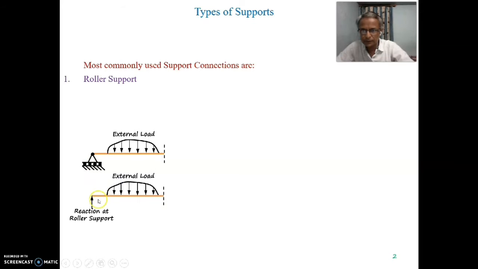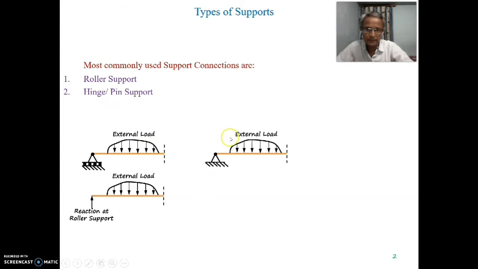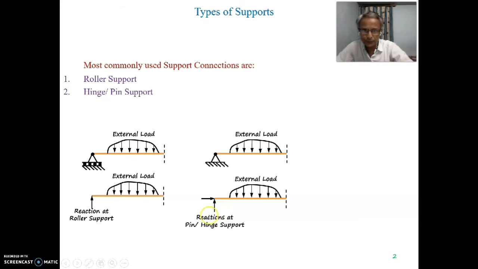In case of roller support, we will have only a vertical reaction component, whereas the second type of support connection is hinge or pin support, for which the diagram will be something like this, and the reaction components are two reactions. In case of hinge support, one is a horizontal reaction and the other is a vertical reaction.